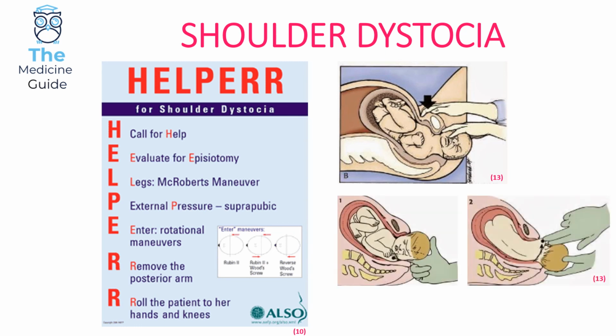So this is known as the Rubin or reverse wood screws manoeuvre. So in picture 1, so that's the picture on the far left, you can see that the healthcare professional is trying to rotate the posterior shoulder. And then if you have a look on picture 2, so that's the picture on the right, you can see the healthcare professional is trying to deliver the rotated shoulder. So this is an example of a rotational manoeuvre, or it might be described in other books as the Rubin manoeuvre or reverse wood screw manoeuvre. Okay?